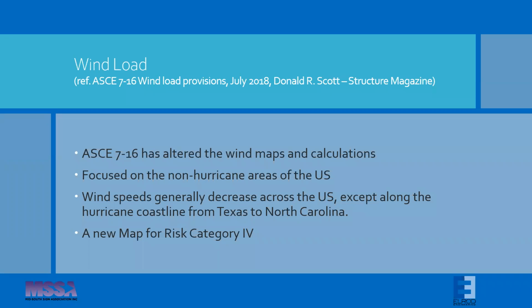It changes every time the design manual comes out. The wind loads are adjusted. In this latest version, it was mainly focused on inland areas, so the non-hurricane areas across the United States. Generally, you saw wind speeds decrease a little bit, and we'll give some examples, with the exception of coastline areas. And in this case, risk category 4, those essential, critical structures, have their own wind speed. It used to be that they combined wind speeds for risk category 3 and 4, but they've separated it out.